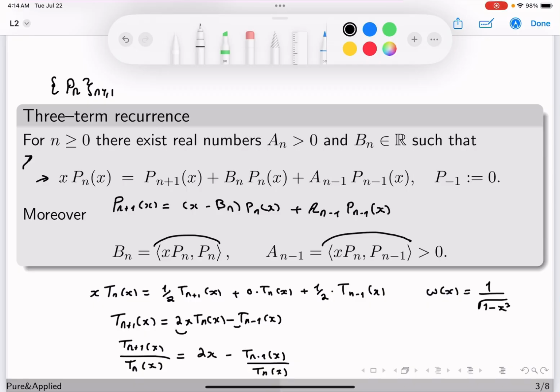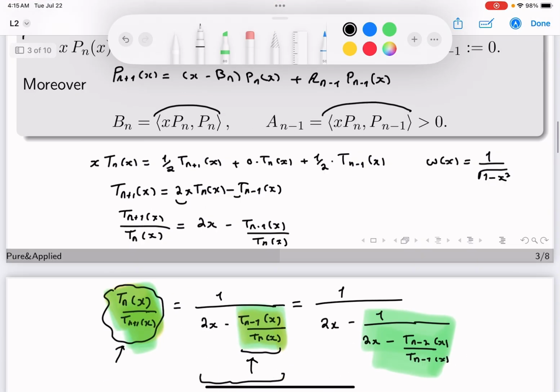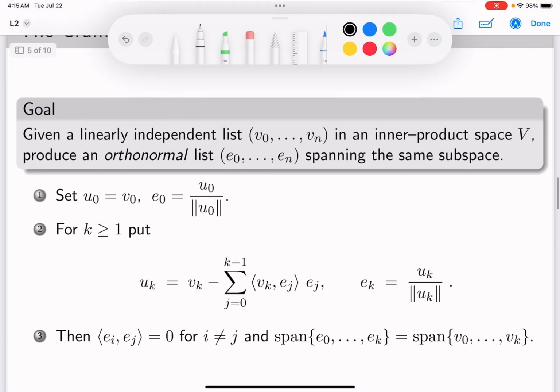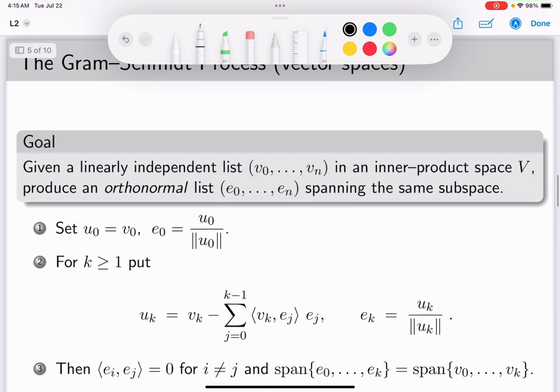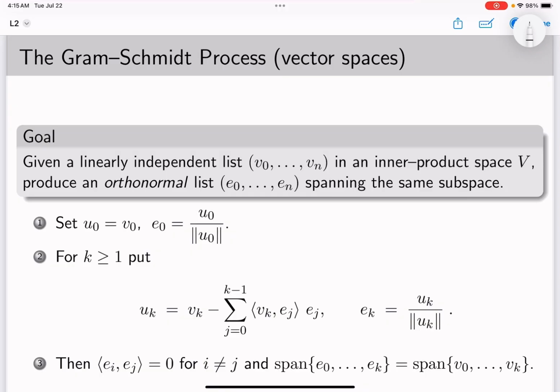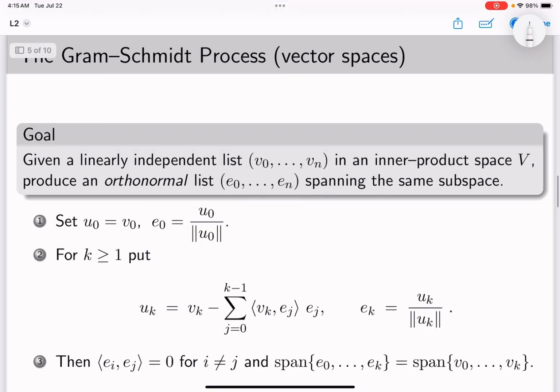Okay, now leaving that aside, let's go ahead and prove this theorem. But to prove this theorem, I need to remind you of the so-called Gram-Schmidt procedure. Let me remind you of that quickly, and if you want more details, you can refer to my video. I have a video explaining this process in detail.